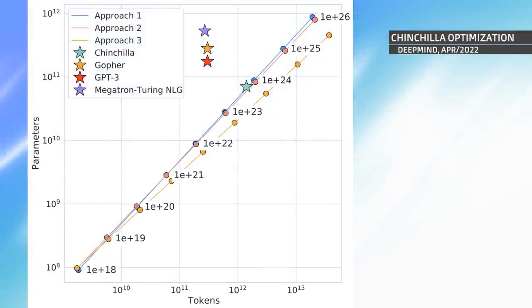Chinchilla gave us a correction to how much data and how much compute we should be assigning per parameter to these models. This is the original chart. So this was released by DeepMind, and it basically said for every trillion parameters, you should be feeding the model 20 trillion training tokens. You can think of tokens as words. So for every trillion parameters, we should have just a little bit more than 20 trillion words fed into that, where a token is actually 3/4 of a word.